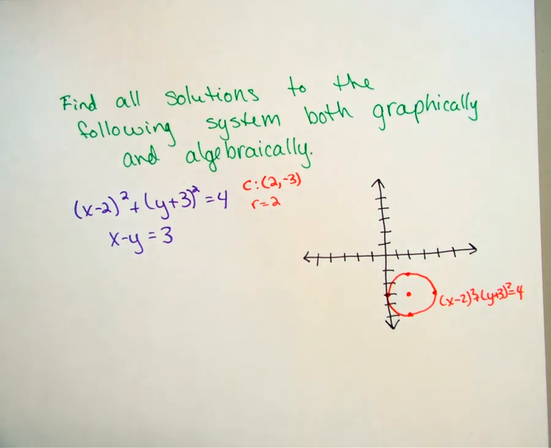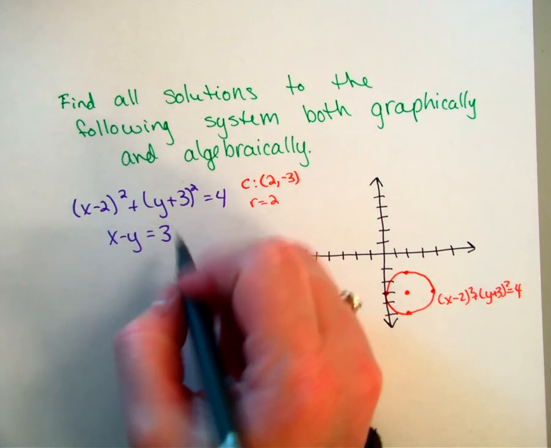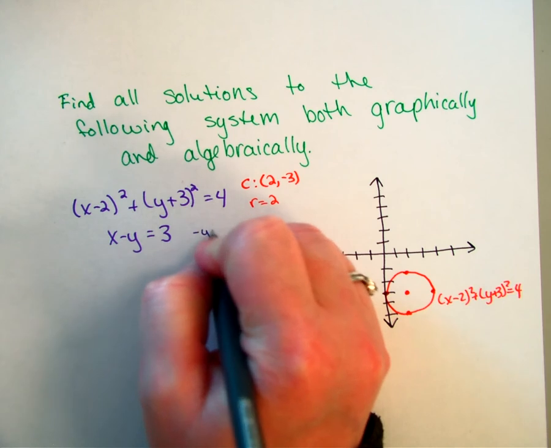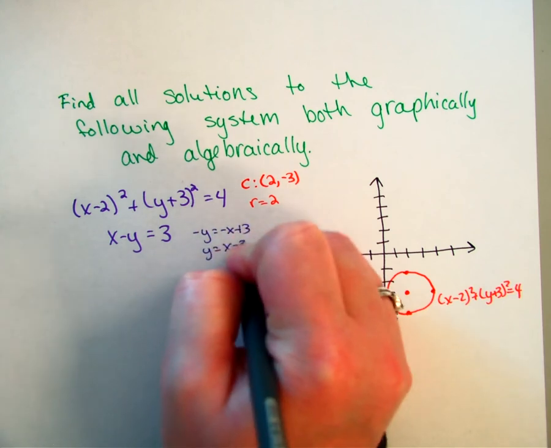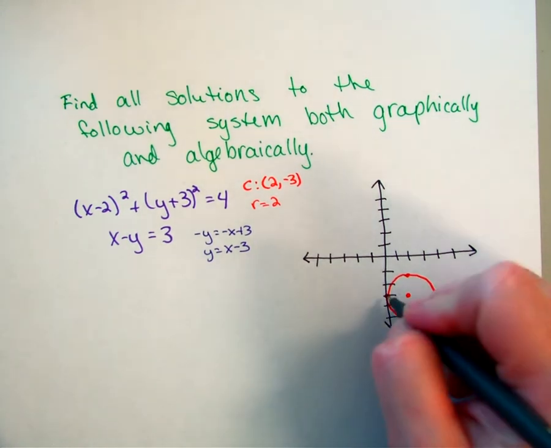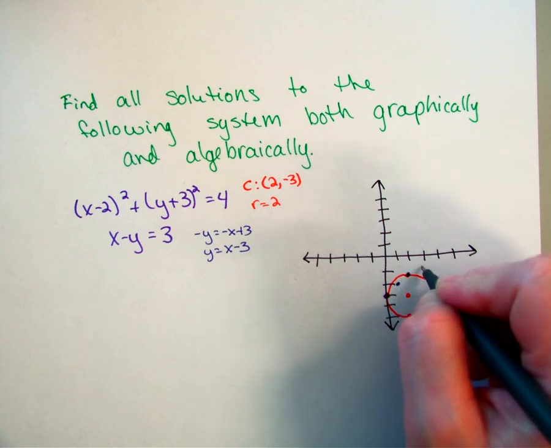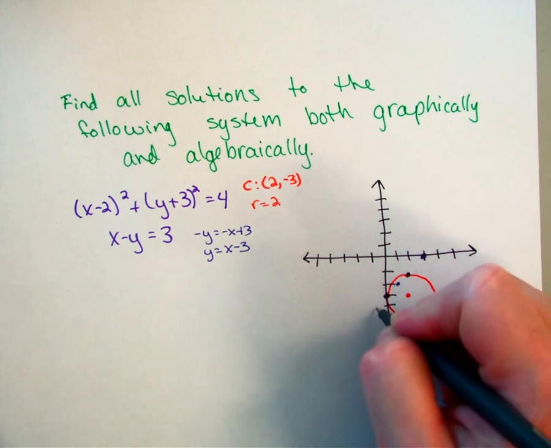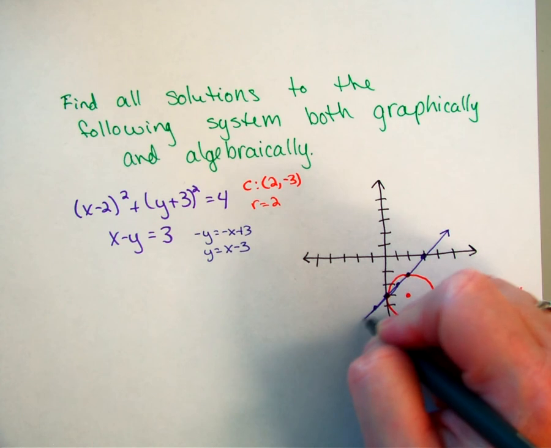So then I am going to rearrange my linear equation so that it's in y equals, and then I can graph it. So I'm going to subtract my x over, divide by negative 1. And I have the line y equals x minus 3. So I start down 3, up 1 over 1, up 1 over 1. Again, my lines are off just a little bit.